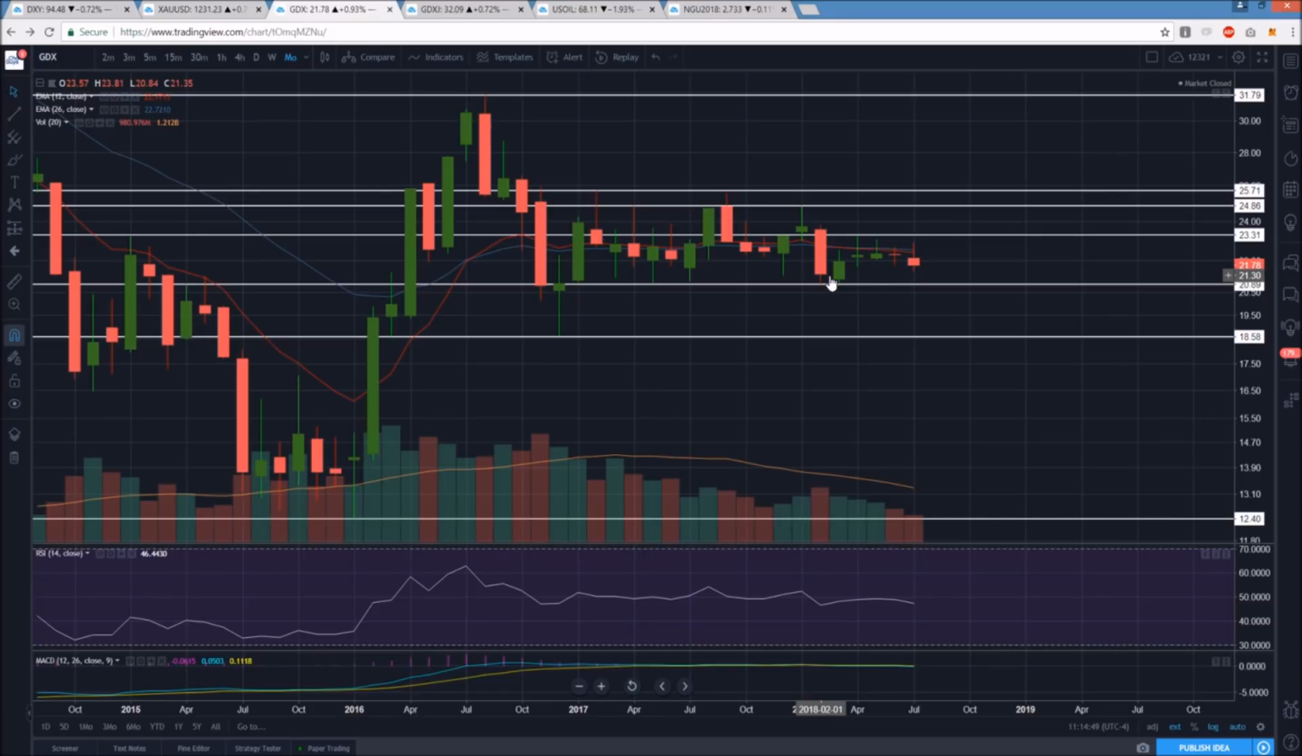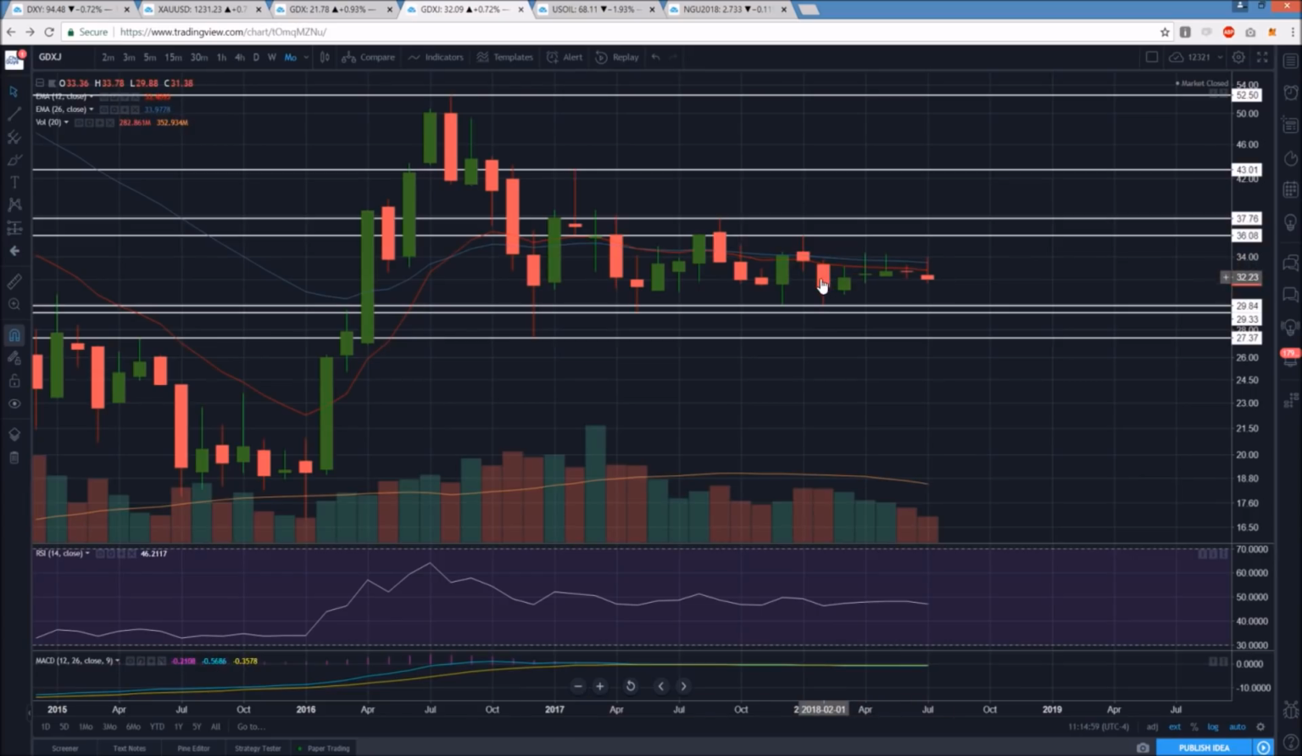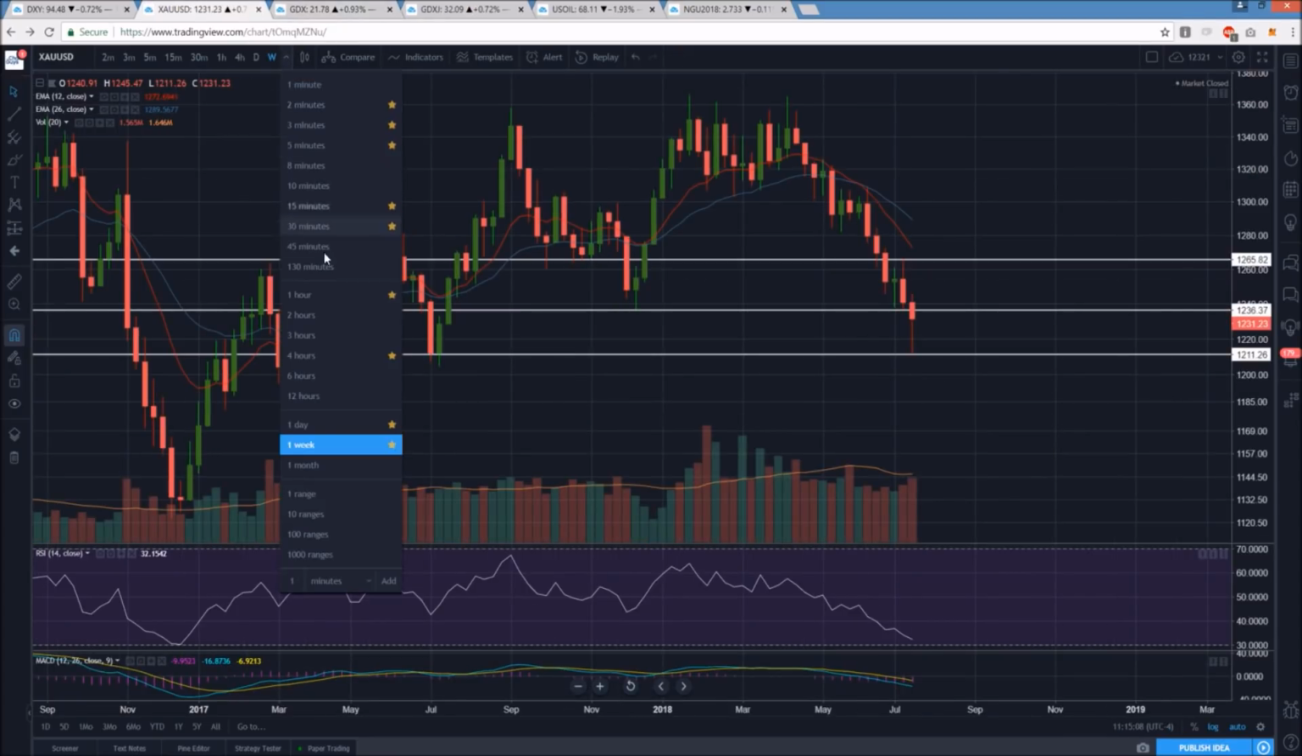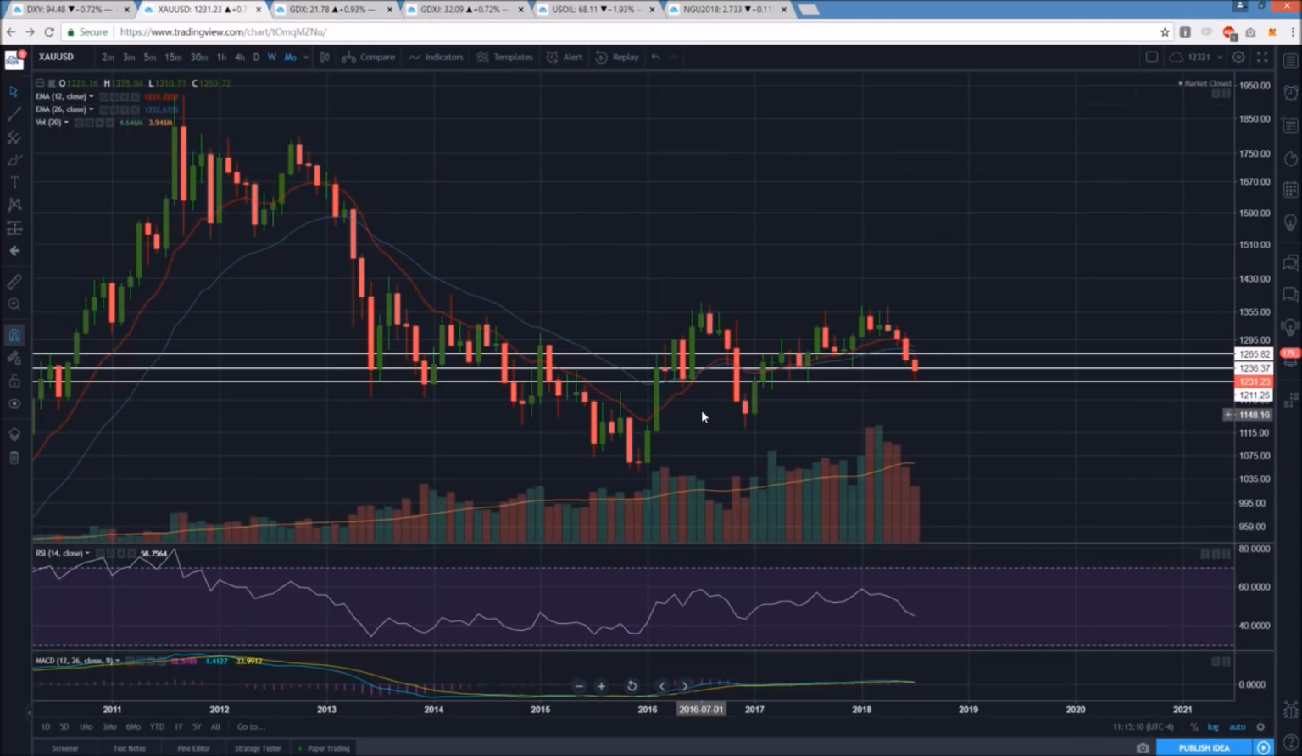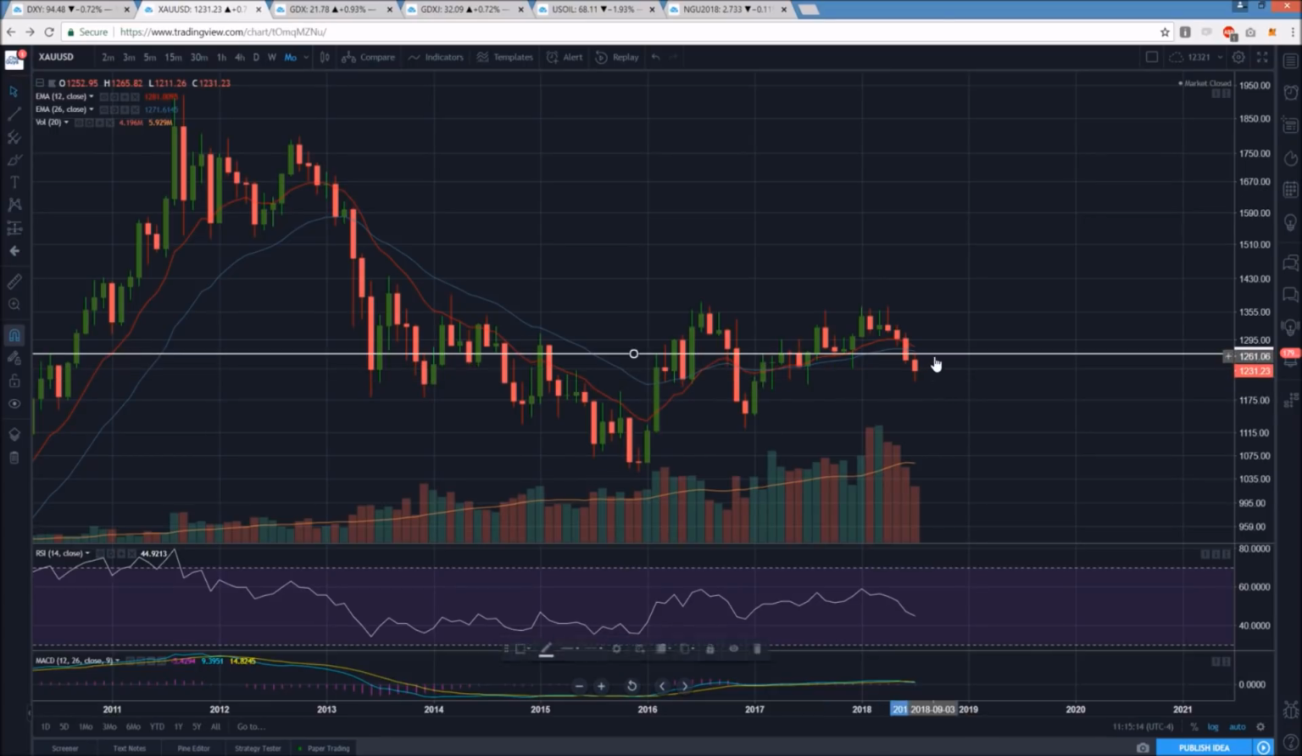So we're watching for a break of this range. The key support on GDX at this point is 20.84 and resistance is 23.31. So still a pretty wide range in between there. And for GDXJ, support is 29.88. Resistance is 34.36. And just looking at the longer term time frame for the monthly chart on gold, we can probably stay within this range for a long time. And by a long time, I'm talking a year plus.